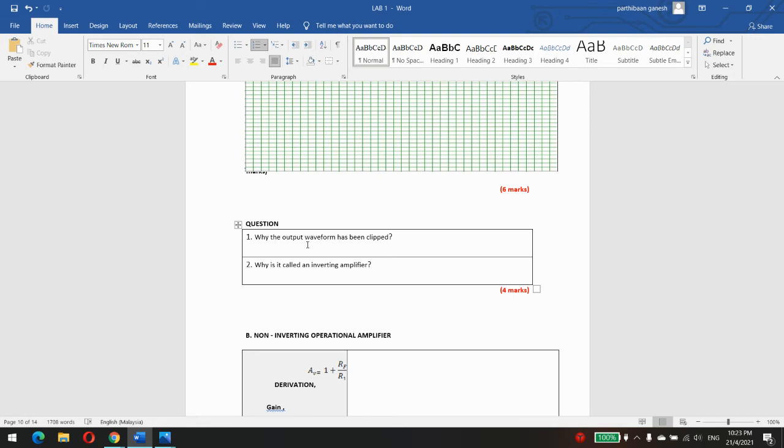And why is it called an inverting amplifier? Inverting means it changes from negative to positive. For example, when we put in a negative wave, the output is a positive wave. So we can see that it is an inverting amplifier because it changes from negative to positive. That is my answer for the inverting amplifier.